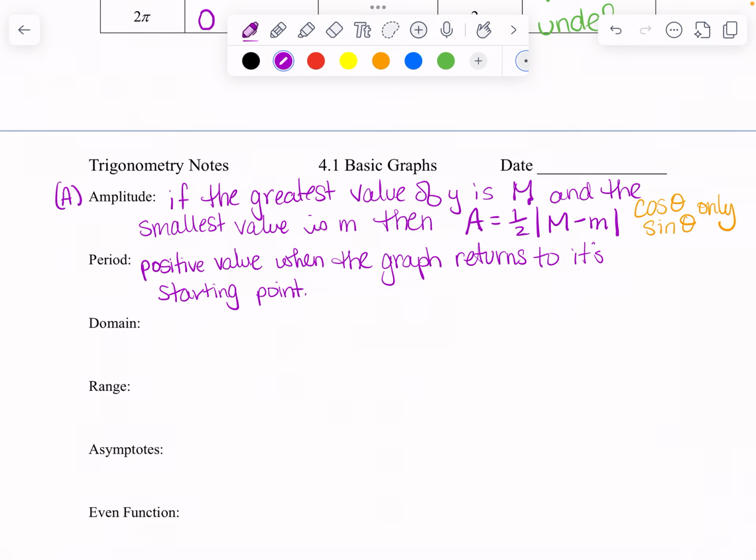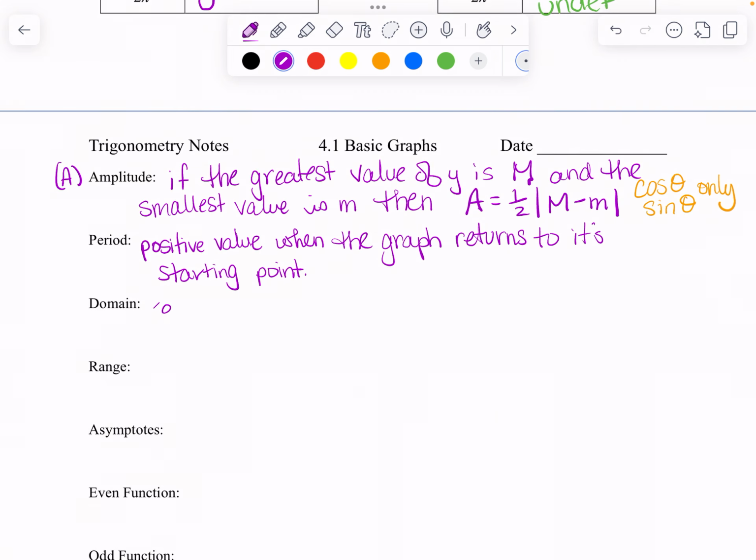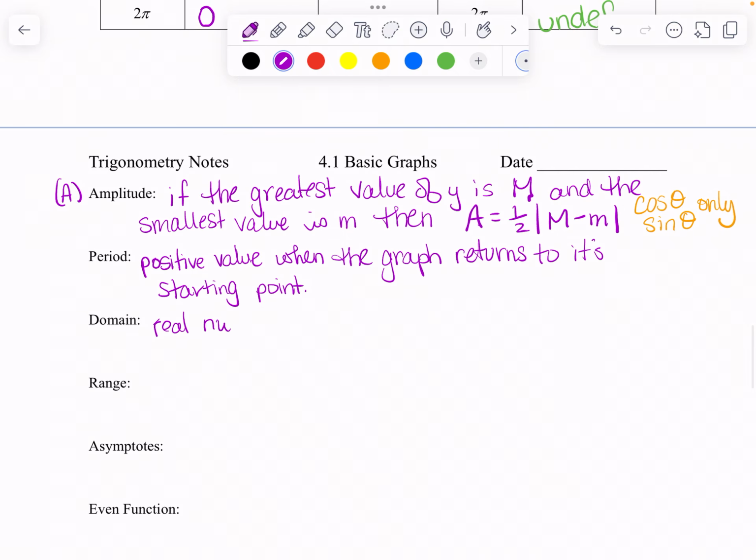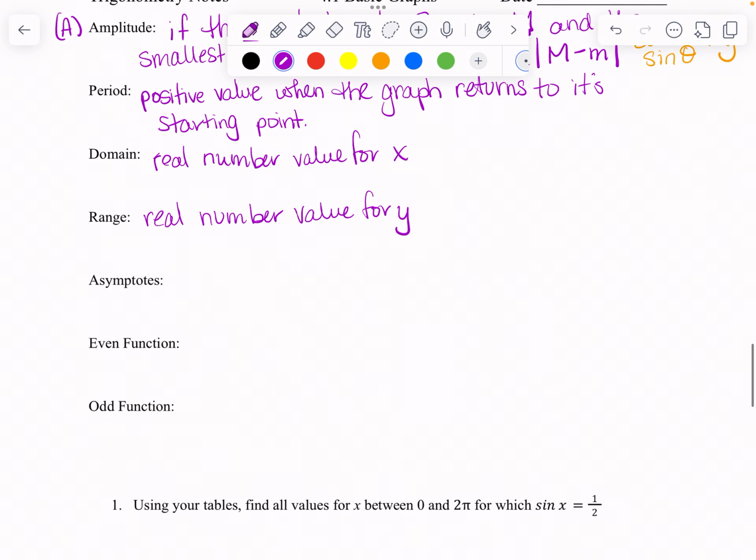All right, we know what the domains are. The domains are the real number values for x, right? When we talk about the domain, we're talking about the x value. The range is the real number values for y. Asymptotes, that's where the graphs get closer and closer to and they never touch. That's when our functions are undefined for our y values.